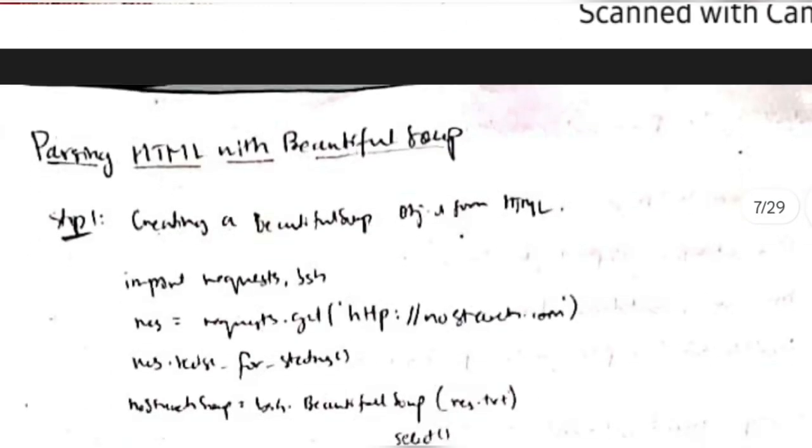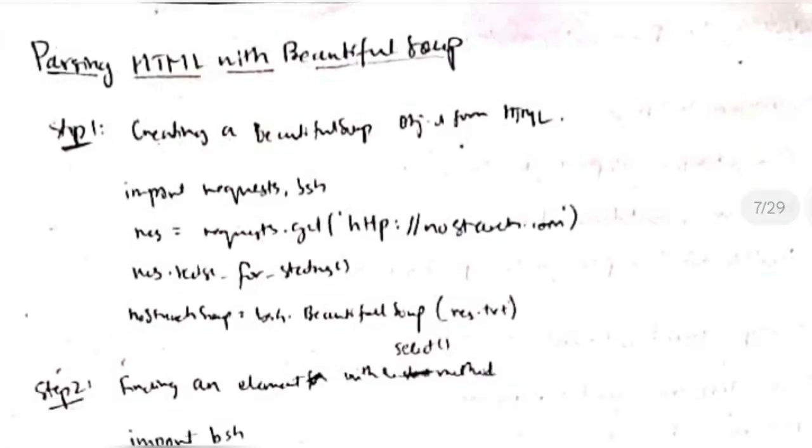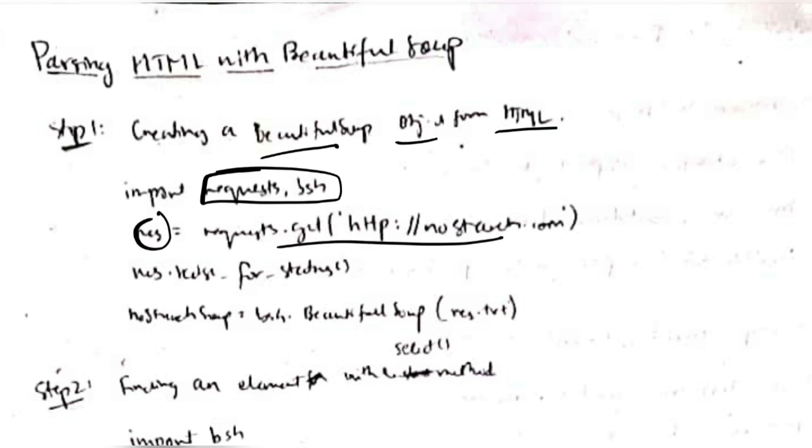And parsing HTML with Beautiful Soup. Beautiful Soup is a module which you can import to do web scraping in a much more efficient manner. Let's see how we can use a Beautiful Soup object. So here, first we will be creating a Beautiful Soup object from the HTML by importing the requests and sys modules, and we will be getting the URL here, and then we will be checking for the error status.